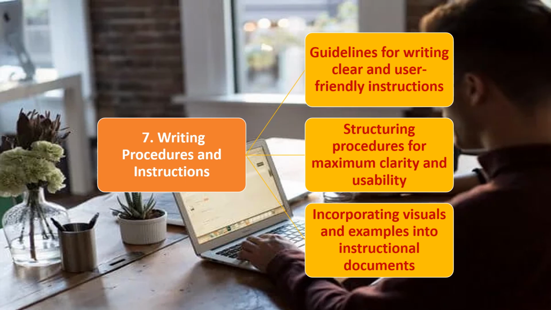The first and very important thing in technical writing is structuring the procedures for maximum clarity and usability. We have to divide our whole content into subheadings, then subheadings into further subheadings, from point to point, so that one can understand every sequence. There should be proper, logical sequencing, so that if I want to know something, I know which point to go to.